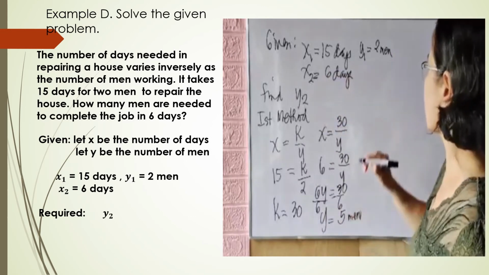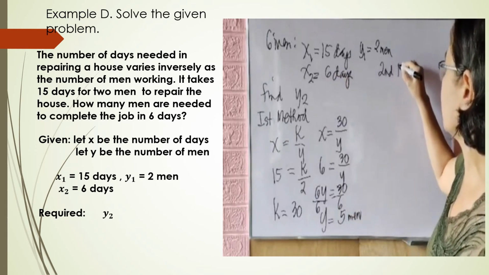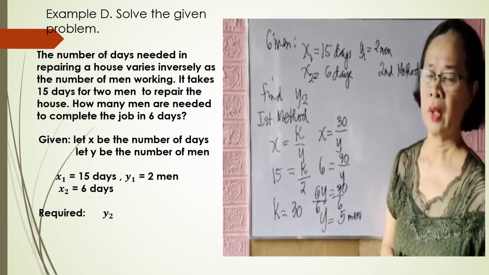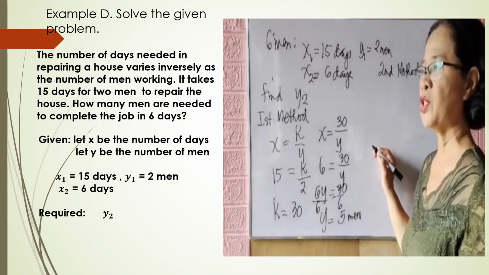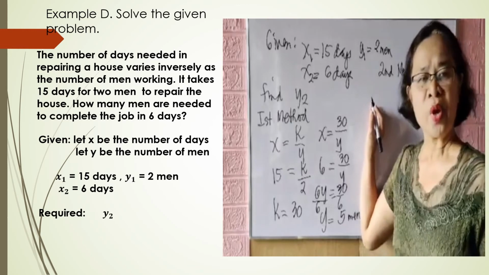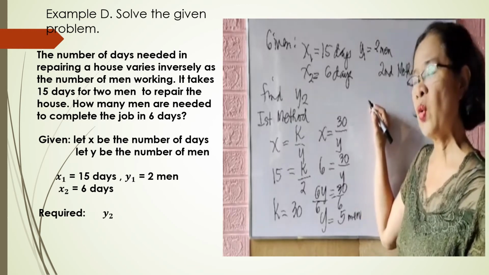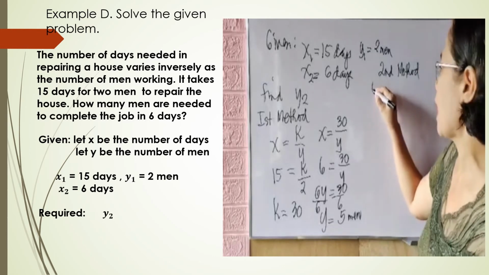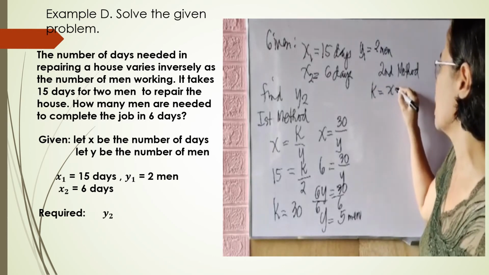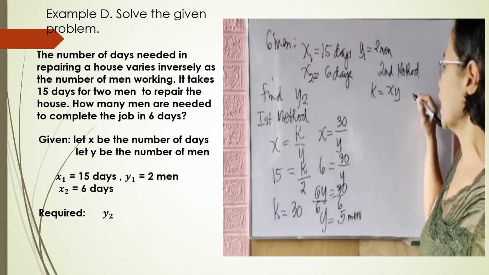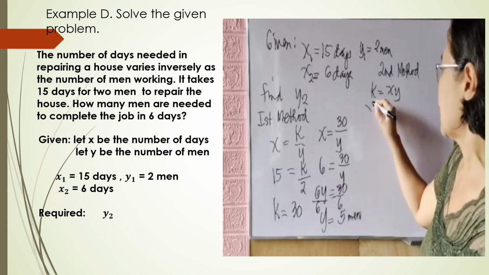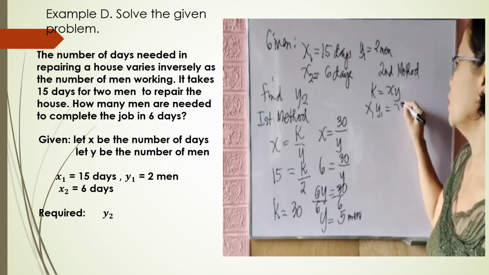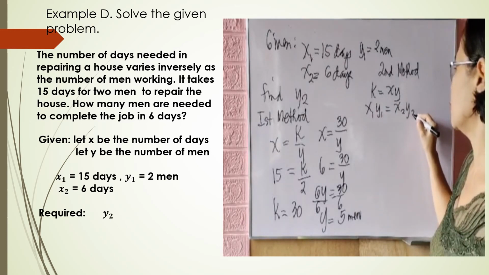Okay, what about the second method? Since in an inverse variation, the product of each pair of quantities is a constant, we have k is equal to xy. So that we can make a proportion as x sub 1 times y sub 1 is equal to x sub 2 times y sub 2.